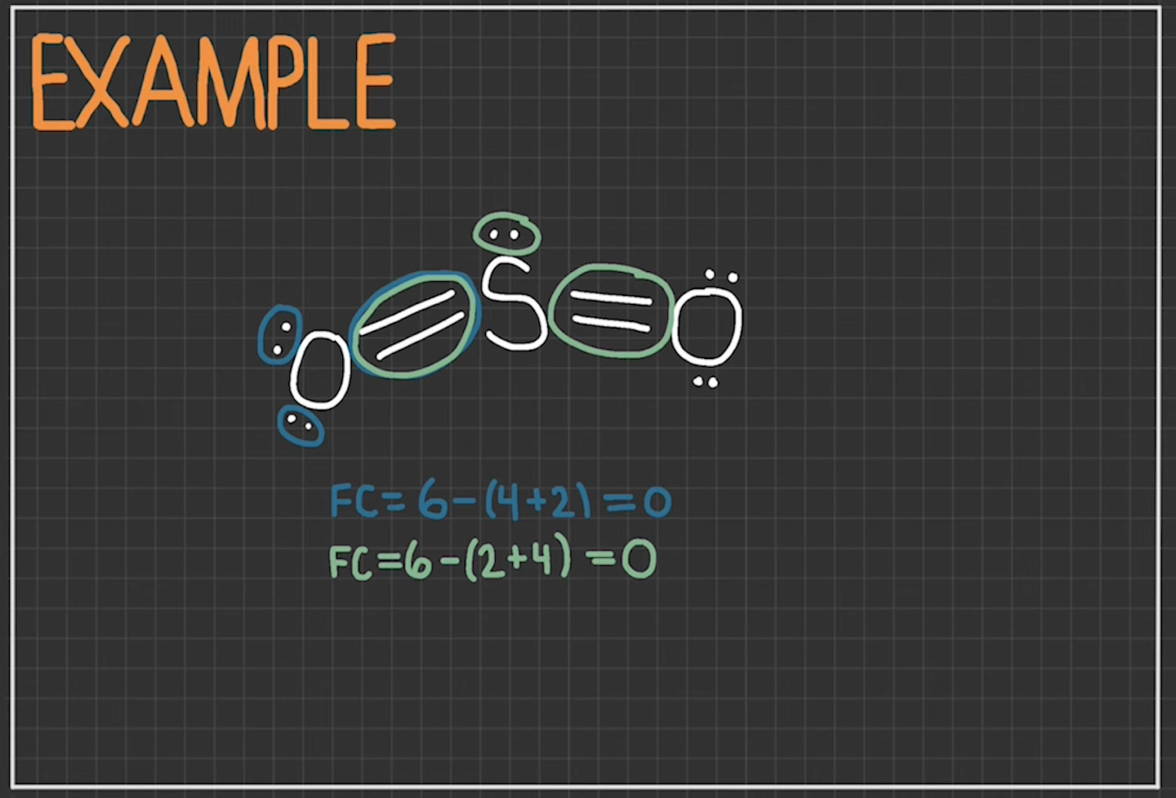Now, for the sulfur atom, in its ground state, it has 6 electrons. It has 2 lone electrons and 4 bonds. So now using the formula, we do 6 minus (2 plus 4), which is 6 minus 6, which also equals 0. So this is definitely a really good Lewis structure for SO2, as all the atoms have a formal charge of 0.